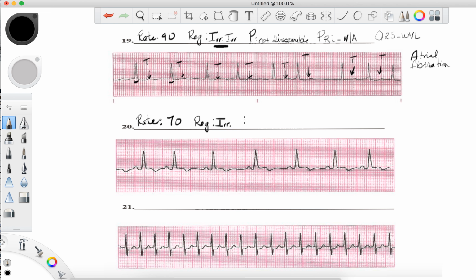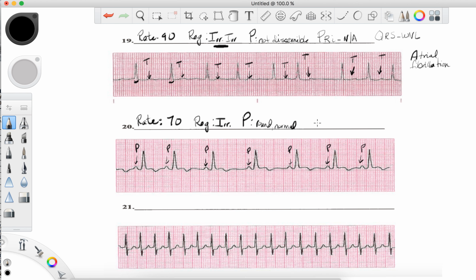Now let's look at our P waves. And I can see my P wave here and here, right? You can pick them out. And what's interesting is they all look the same, right? They're all round, they're all upright, and they all look pretty similar to each other, if not almost identical. So the P waves are round, and we'll just say normal.